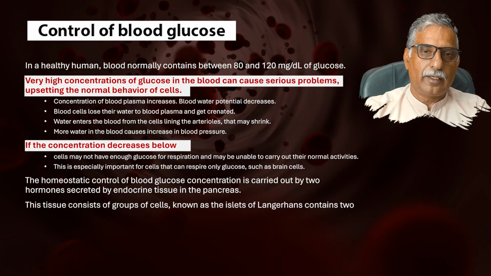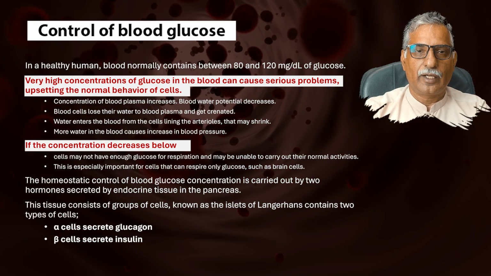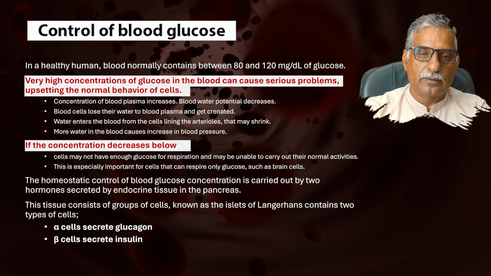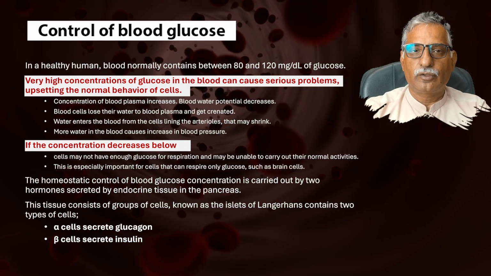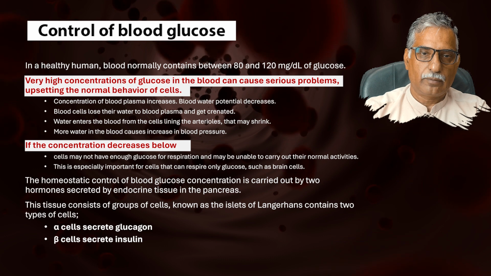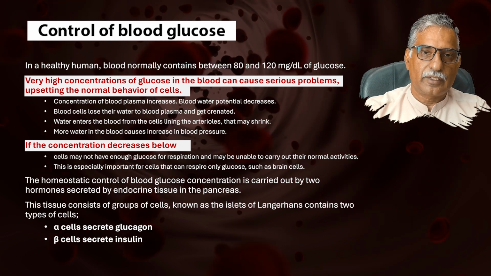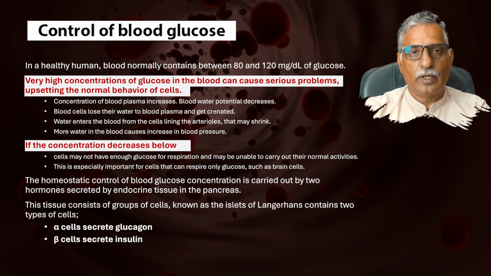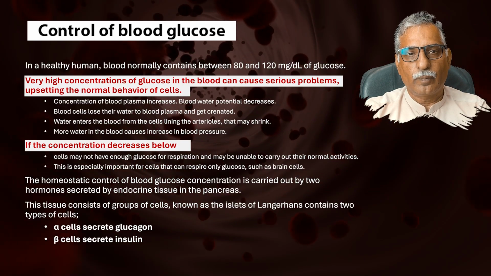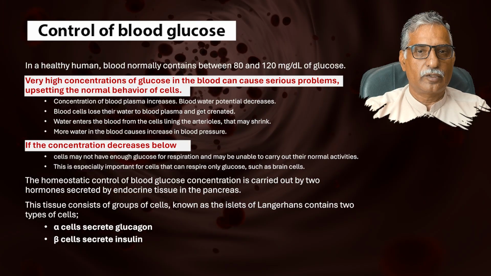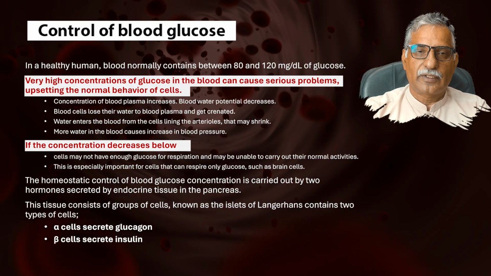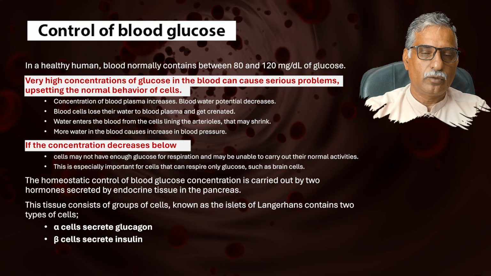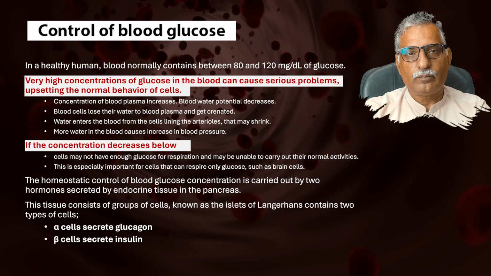As an endocrine gland, it has a tissue that is known as the islets of Langerhans. This tissue contains two types of cells, alpha cells and beta cells. Alpha cells are responsible for the synthesis and release of a hormone known as glucagon, whereas beta cells are responsible for the synthesis and release of another hormone known as insulin.